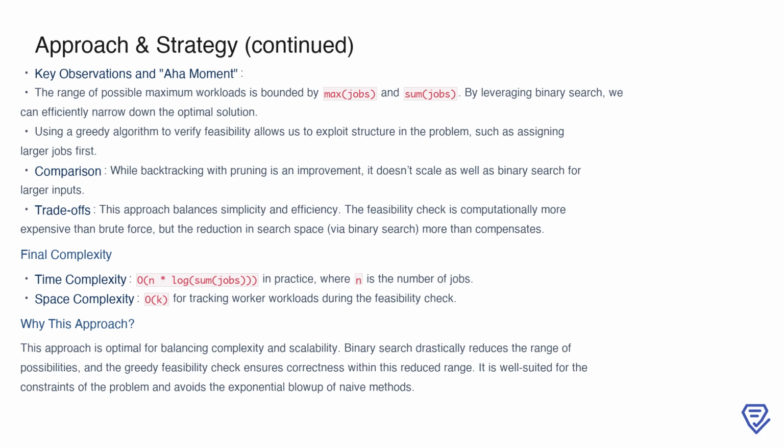While the feasibility check itself may seem computationally expensive, the reduction in the search space more than compensates for this cost. In terms of complexity, the binary search contributes a logarithmic factor, and the feasibility check involves distributing the jobs, which scales well in practice. Overall, this approach strikes an excellent balance between simplicity and efficiency. By combining the strengths of binary search and greedy algorithms, we achieve a method that is both scalable and effective within the constraints of the problem.